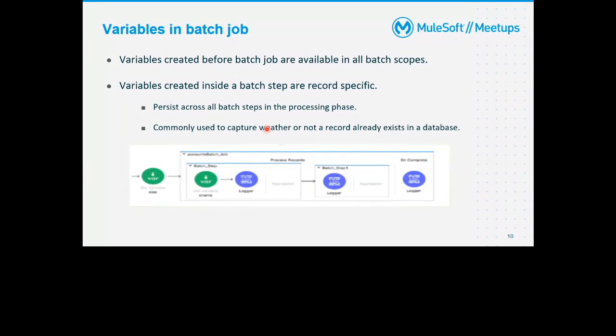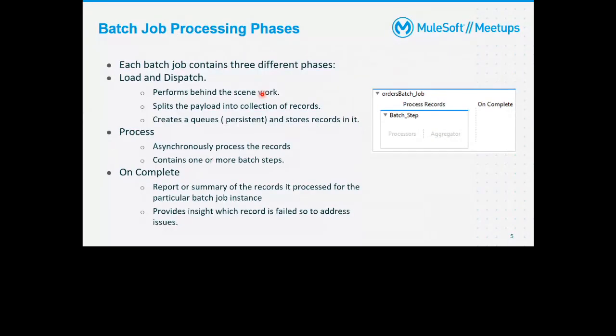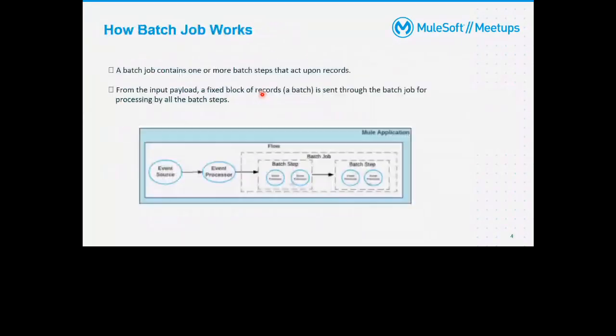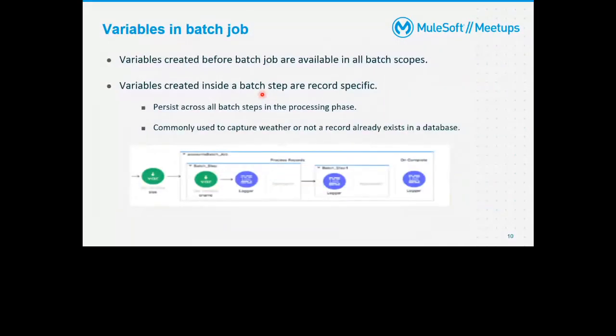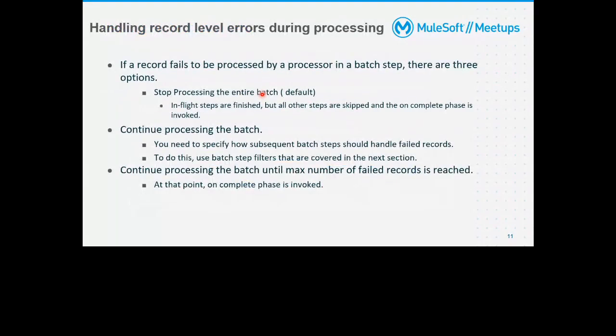There's one more slide which I missed. You will see the performance, how the records are being processed within a schedule of 100, and the configurable value. Based on that, handling record errors as well. If a record has failed to be processed by a processor in a batch step, then there are three options: you can stop processing the entire batch, or in-flight steps are finished but other steps are skipped and the on-complete phase is invoked, or you can continue processing the batch.